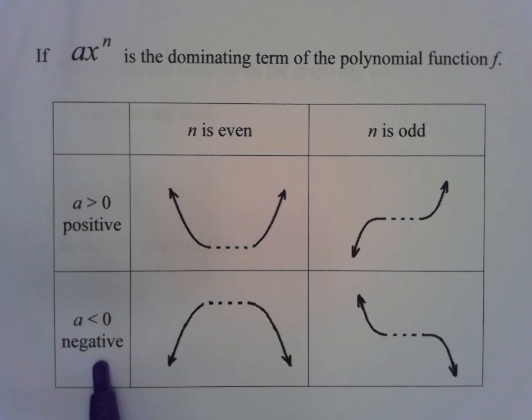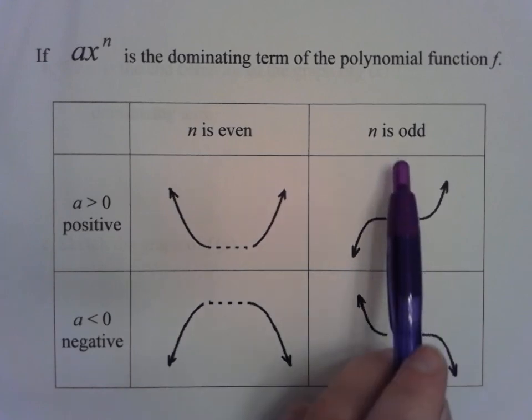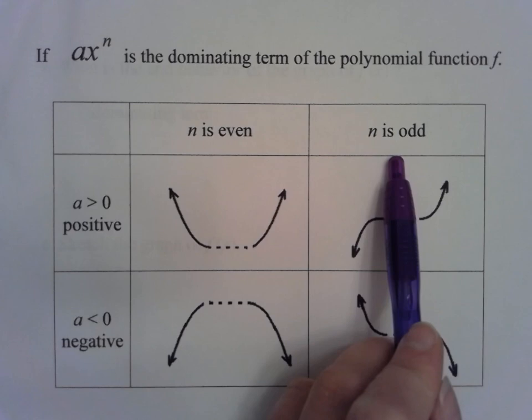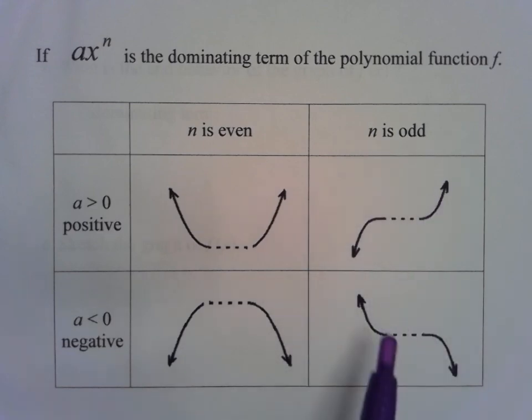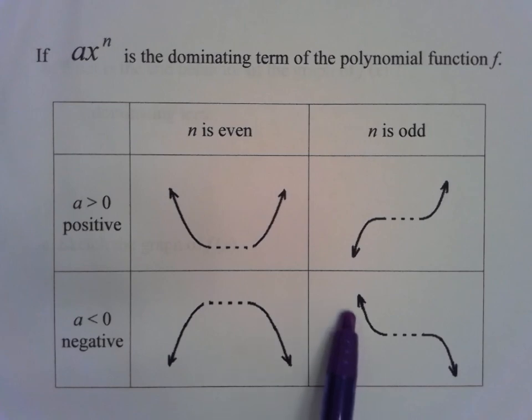If the value for a is negative and the exponent is odd, then again the right-hand side will go down, but because the exponent is odd, the ends are going to travel in opposite directions, and the left-hand side is going to go up.